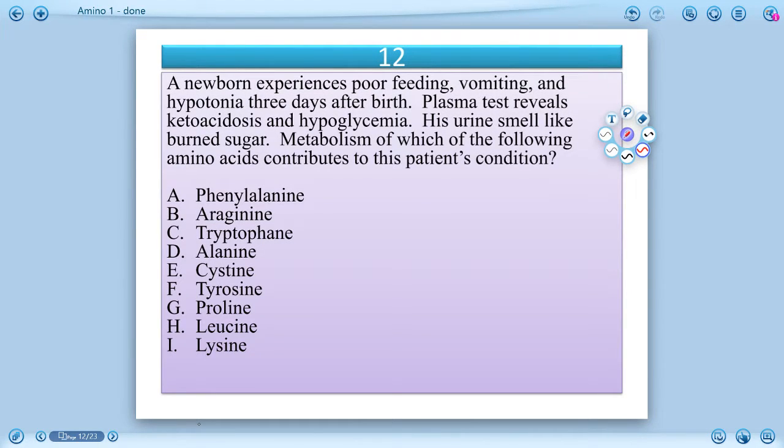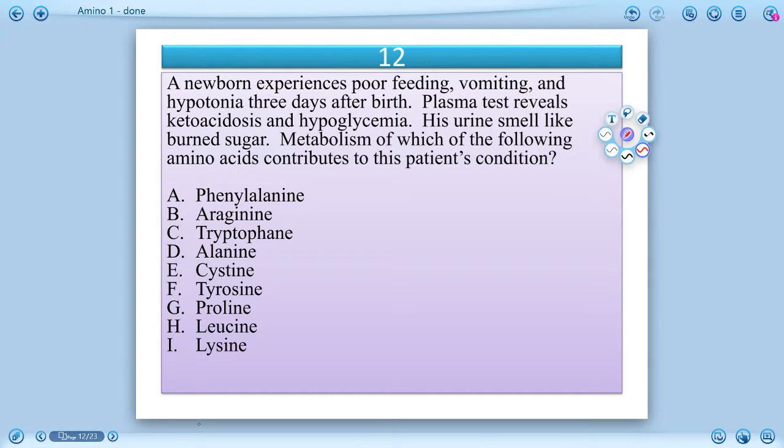A newborn experiences poor feeding, vomiting, and hypotonia 3 days after birth. So feeding problems because maybe the esophagus is not swallowing properly. Hypotonia, muscle tone is low. Whenever you think of hypotonia and difficulty feeding, think of muscular problem, maybe lack of ATP, muscle does not contract properly. Okay. Plasma test reveals ketoacidosis and hypoglycemia. Now, if it's hypoglycemia and ketoacidosis, you maybe think of glycogen problems. His urine smells like burnt sugars.